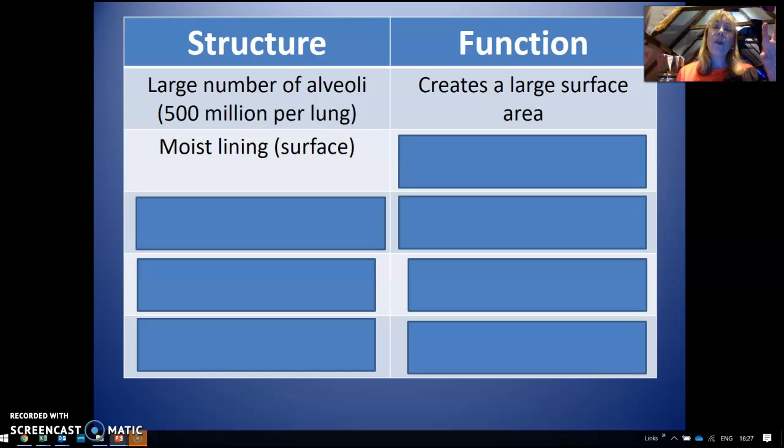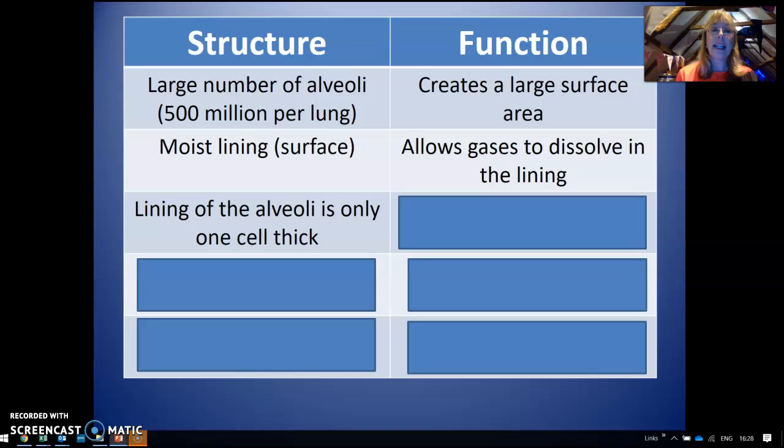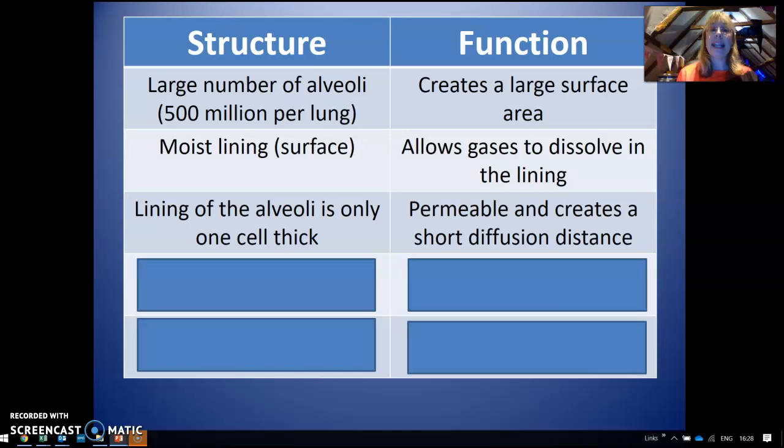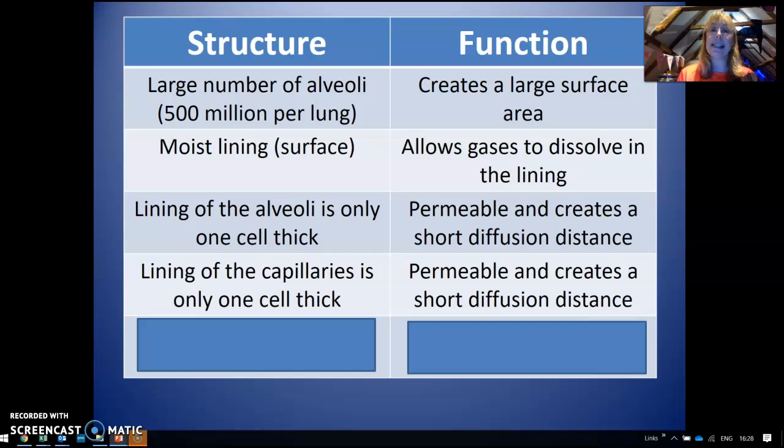Now, your alveoli have also got a very moist lining, a moist surface. And this is important because the gases first need to dissolve across that lining to get to the capillaries. In addition, the alveoli lining themselves are only one cell thick. Now this is really important because I want to get the oxygen around my body quickly, and if it has to go through many layers, that's going to delay the time it takes. So it makes the alveoli permeable, and it creates a short distance for diffusion to take place, making it quicker. The lining of the capillaries are also only one cell thick, again to create that short diffusion distance. Permeable means it just allows it through nice and easily.